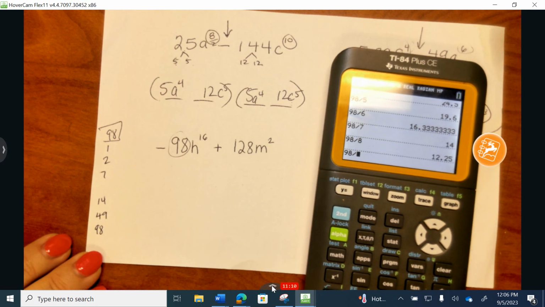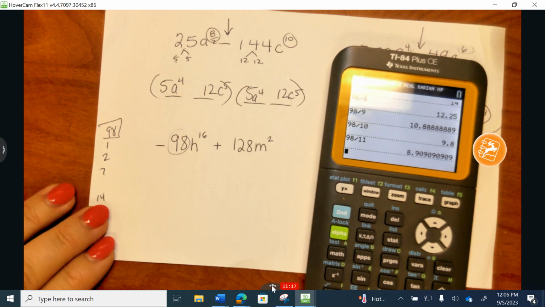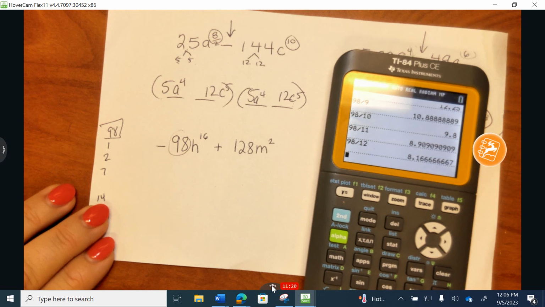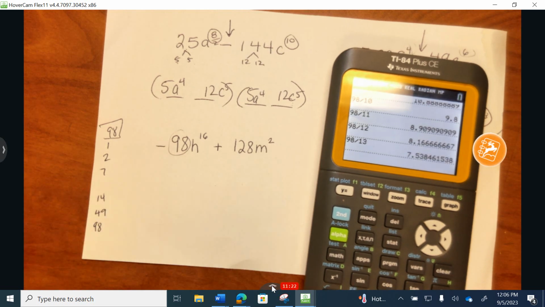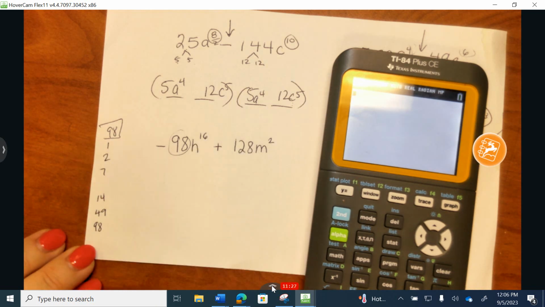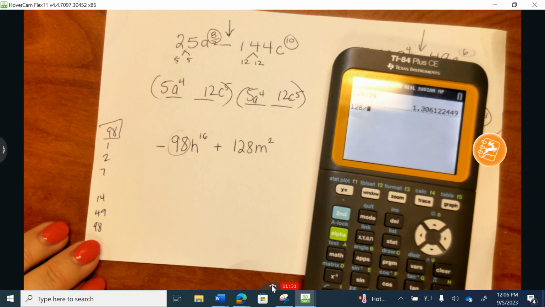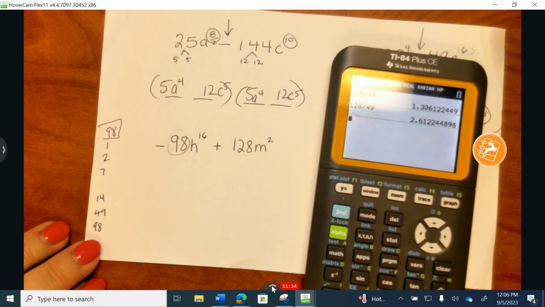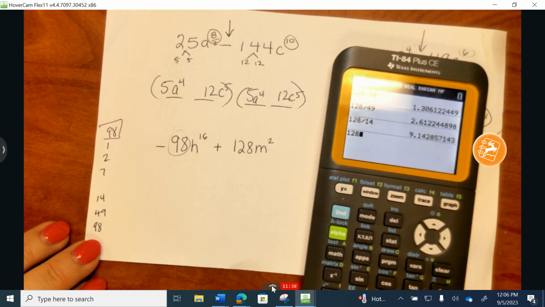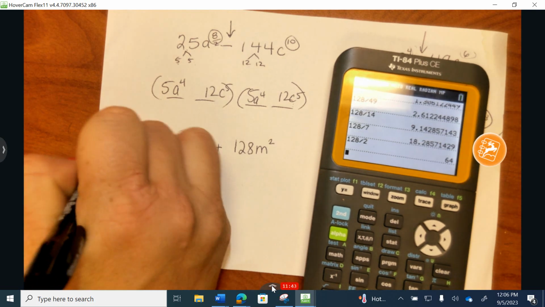8, nope. 9 will not. 10 will not. I know 10 won't. 11 will not. And as long as we get up to 14 here, we've checked everything. 12 does not. Okay, we've checked everything now. Okay, ready? So now I have all the numbers that divide nicely into 98. Let's check those with 128. 128 divided by 98. Nope. 128 divided by 49. 128 divided by 14. 128 divided by 7. And 2 is the first number that works.